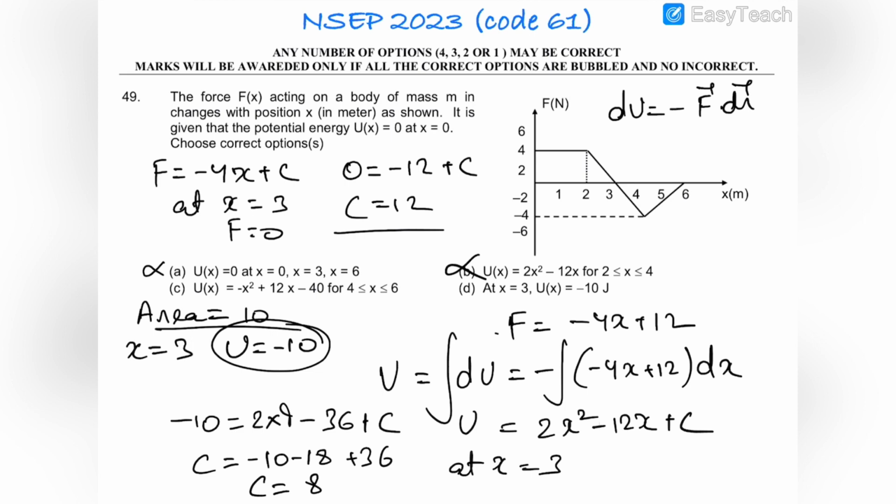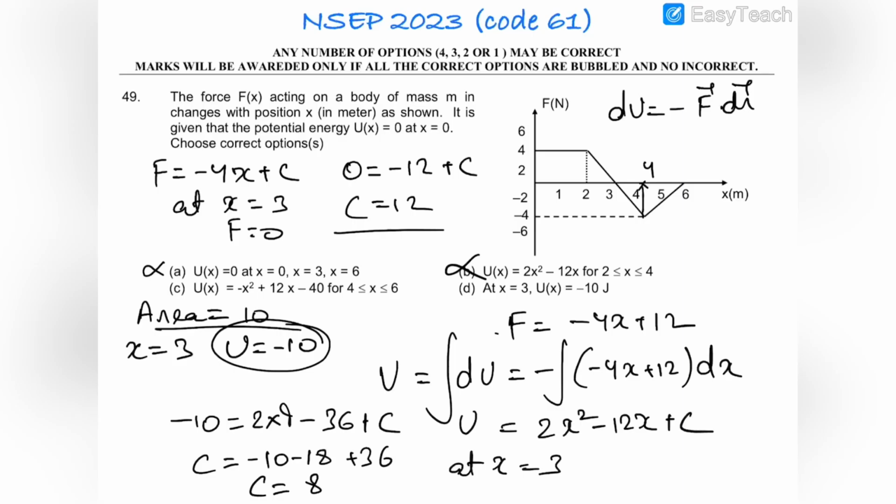Okay. Now let us check option C. So for 4 to 6, this is 4 in fact. This is not a perfectly calibrated scale. So for 4 to 6, you can see that this line is going in the upward direction.